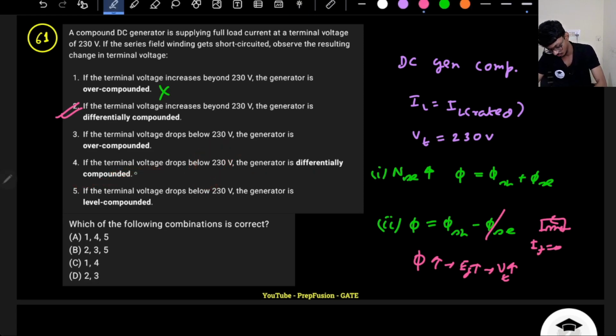If the terminal voltage drops below 230 volts, the generator is differentially compounded. Wrong, this fourth statement is not correct. Let's read this: if the terminal voltage drops below 230 volts, the generator is overcompounded. Correct.